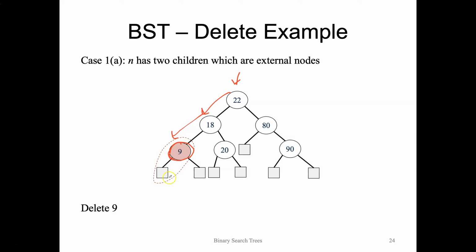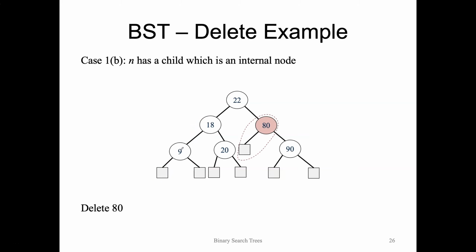So once we remove 9, we're getting rid of 9 and its other leaf node. The only thing that's left is the other child of 9. So you can see now how, as long as a node has at least one leaf as a child, we can easily remove it without creating any holes in our tree.